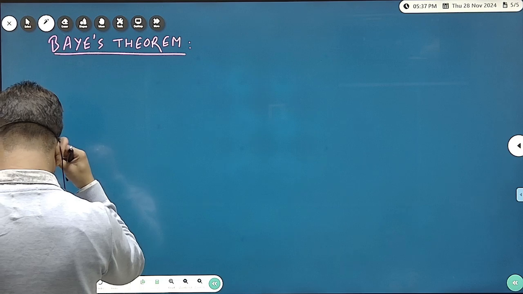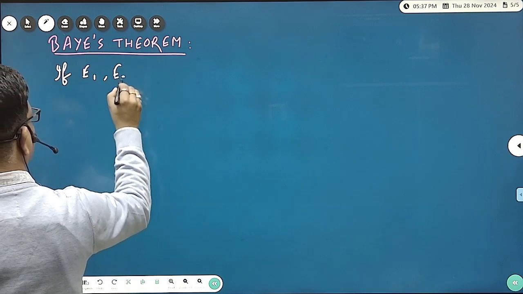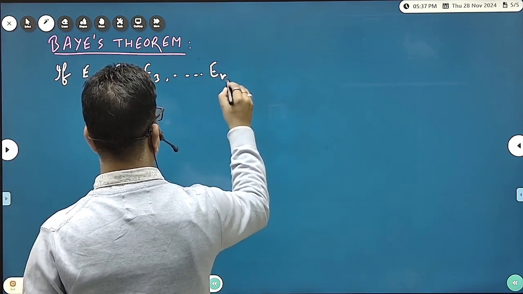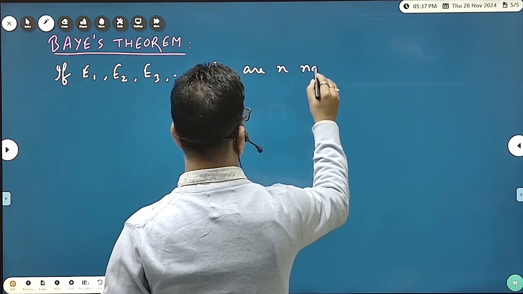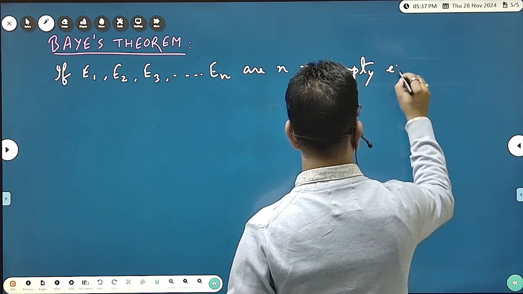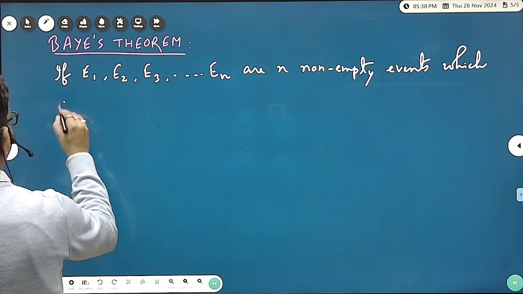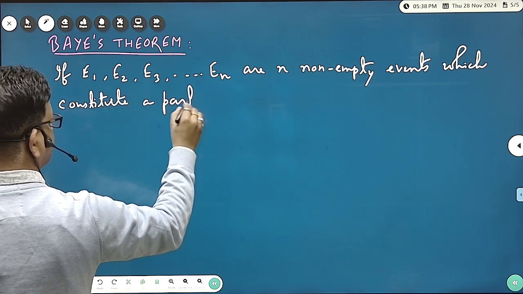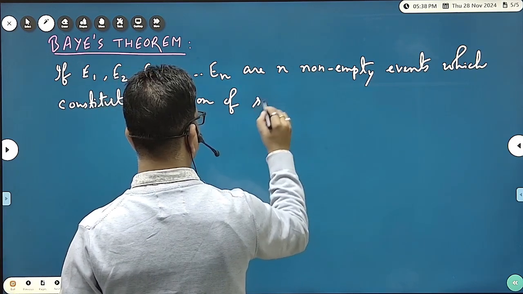As I am writing the entire definition: if E1, E2, E3, and so on up to En are n non-empty events, where non-empty means they must have some outcomes, which constitute a partition of the sample space S.